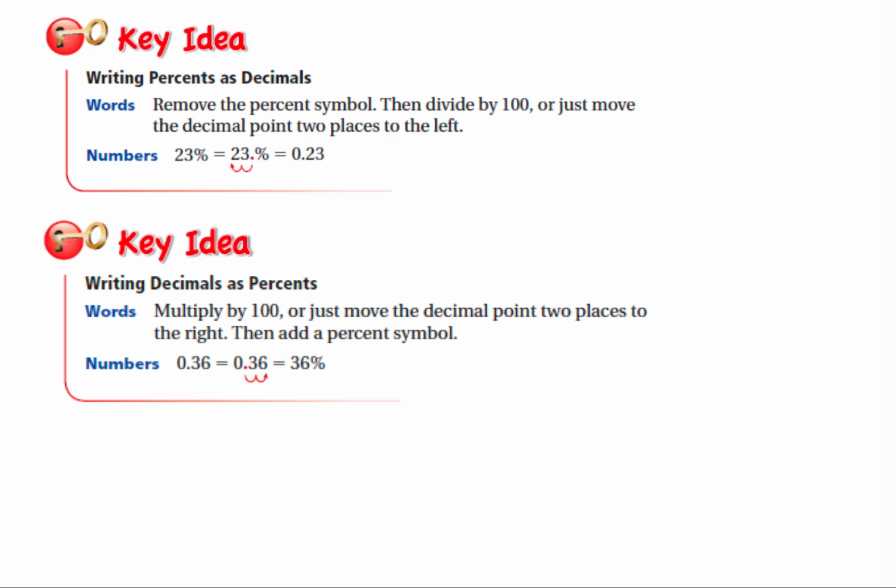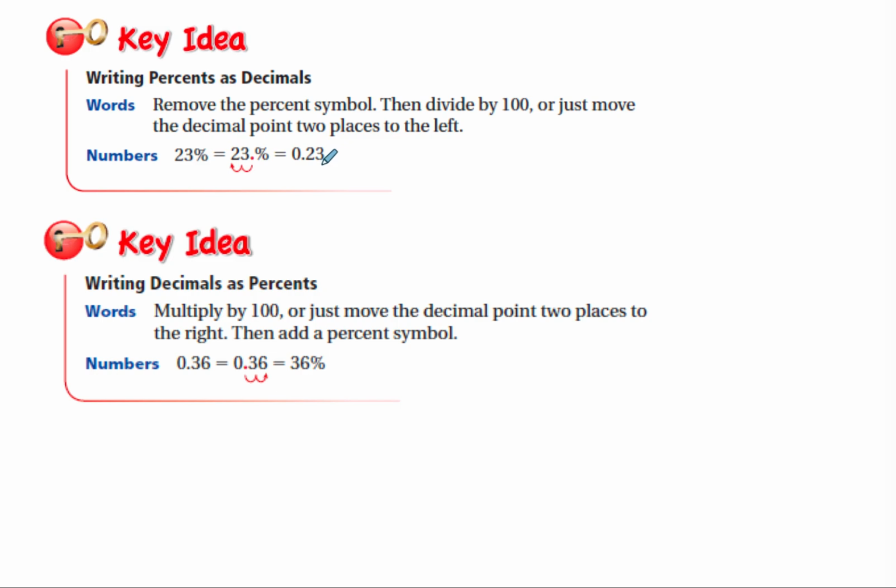When we write percents as decimals, we remove that percent symbol. Then we divide by 100, and that is the same thing as moving the decimal place 2 places to the left. So if we had 23%, we add a decimal at the end of our number since we don't see a decimal. And then we move it 2 spaces to the left. 23% means the same thing as 23 hundredths.